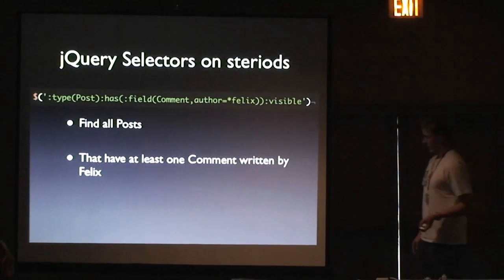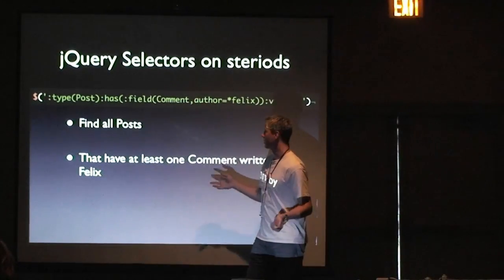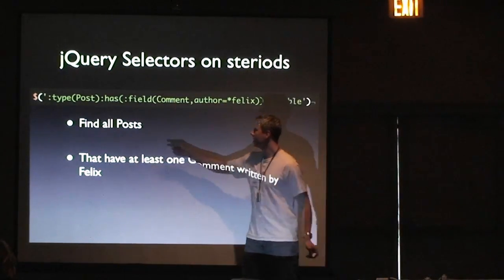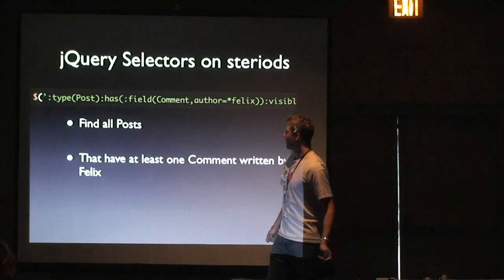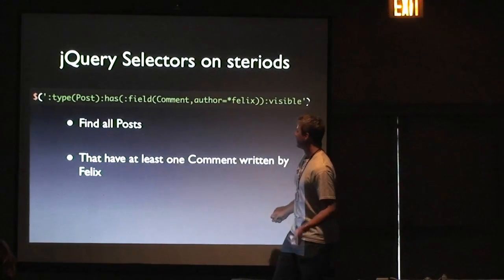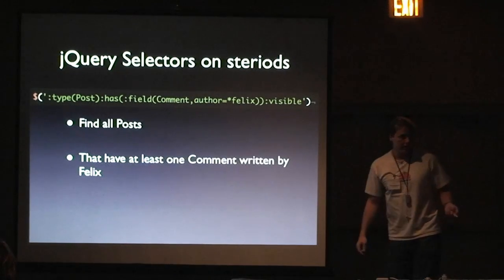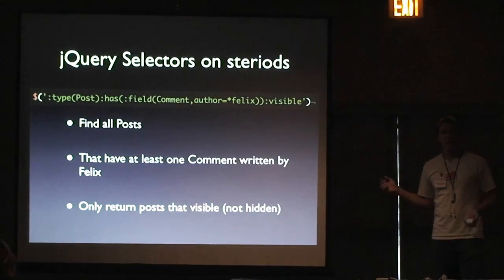This is done by the head selector, jQuery, so you can actually leverage all the jQuery stuff and combine it with the Jadm selector. So we're saying find us all posts that have a comment with also Felix. And then we add a last condition to it. We want to make sure that this post is visible. So we do not see any posts that are hidden because they're not relevant to what we're looking for.